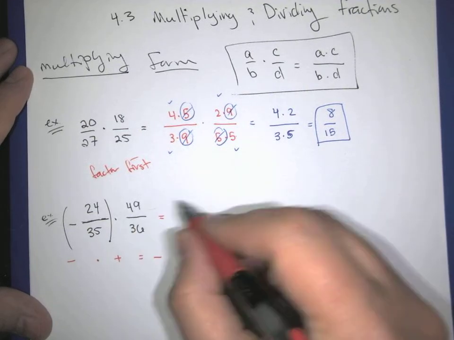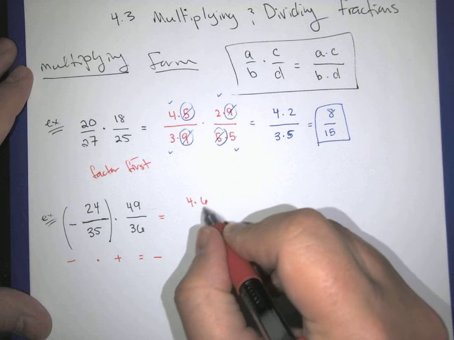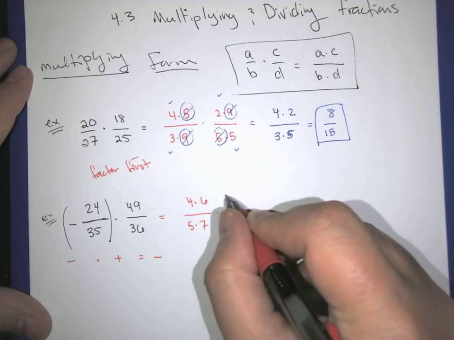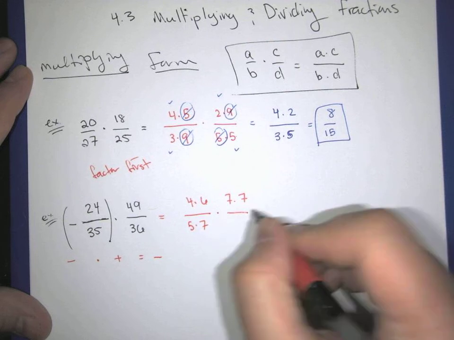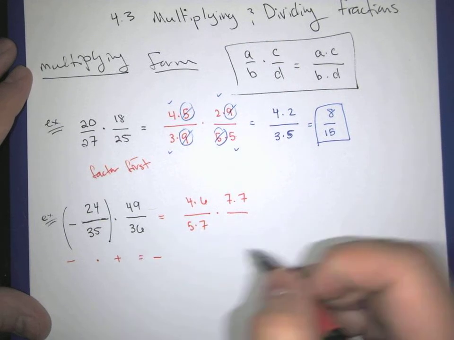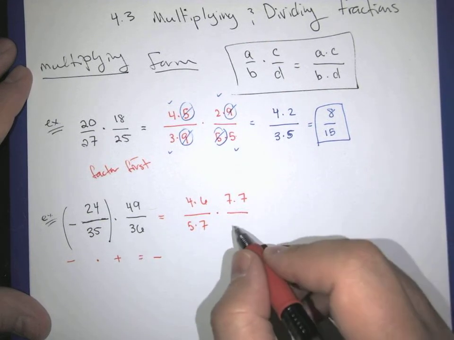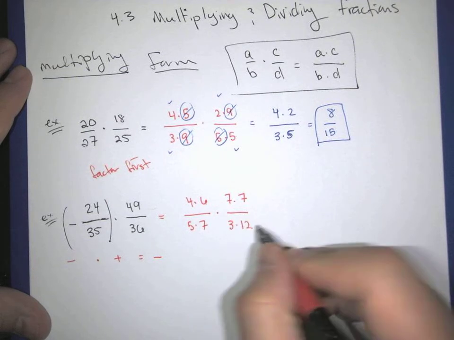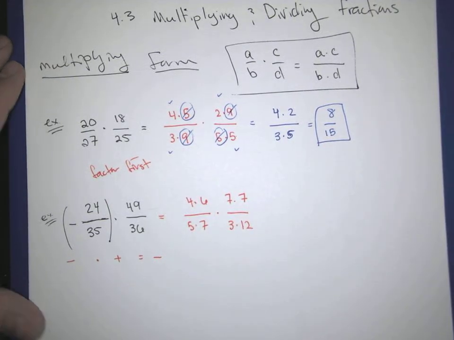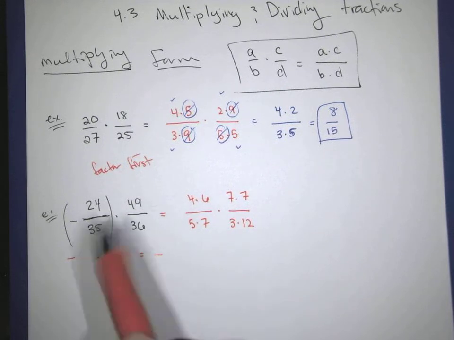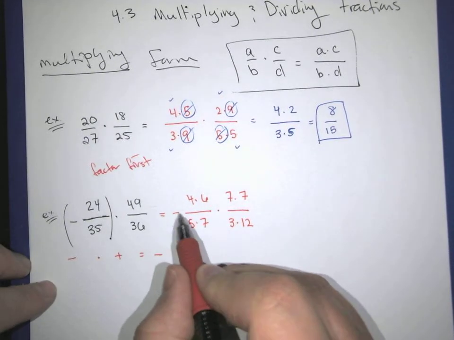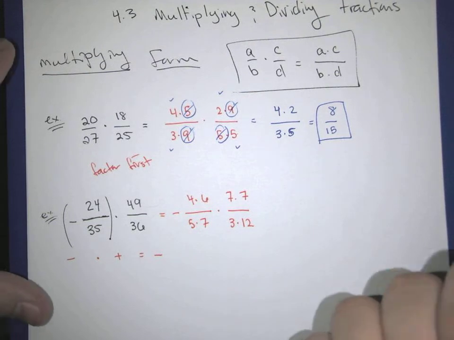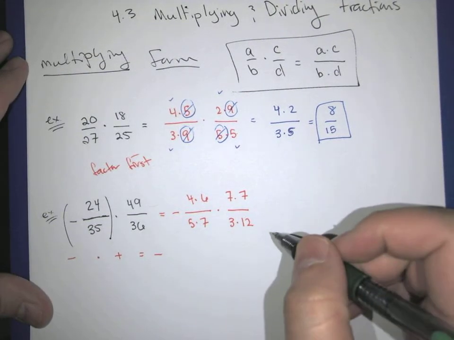What would this be? Well, 24 would maybe be 4 times 6. 35 is 5 times 7. 49, some of these we don't really have a lot of options. 36, what could we call that? 3 times 12 or something. So maybe we do that. In theory, this negative is still out here in front. It's not really having a big impact on these individual pieces, but it's something.